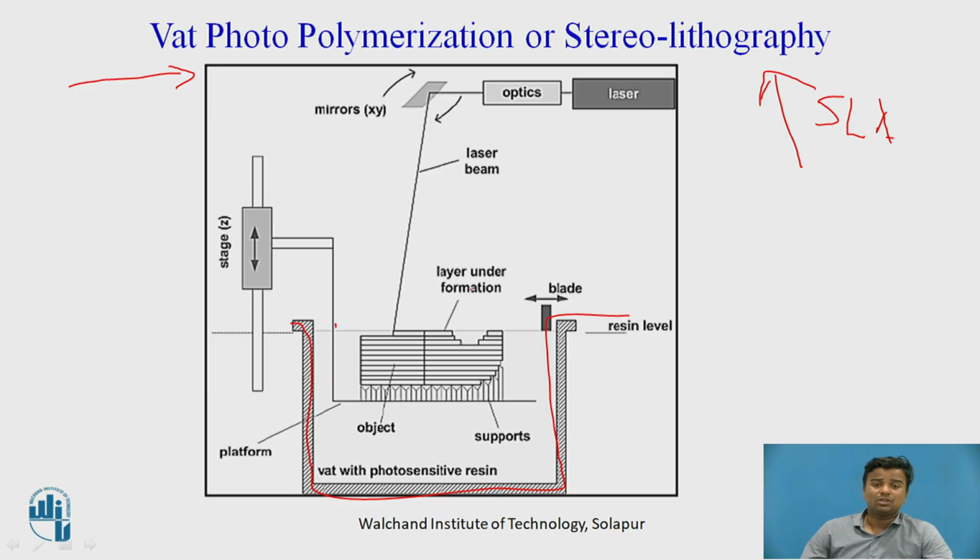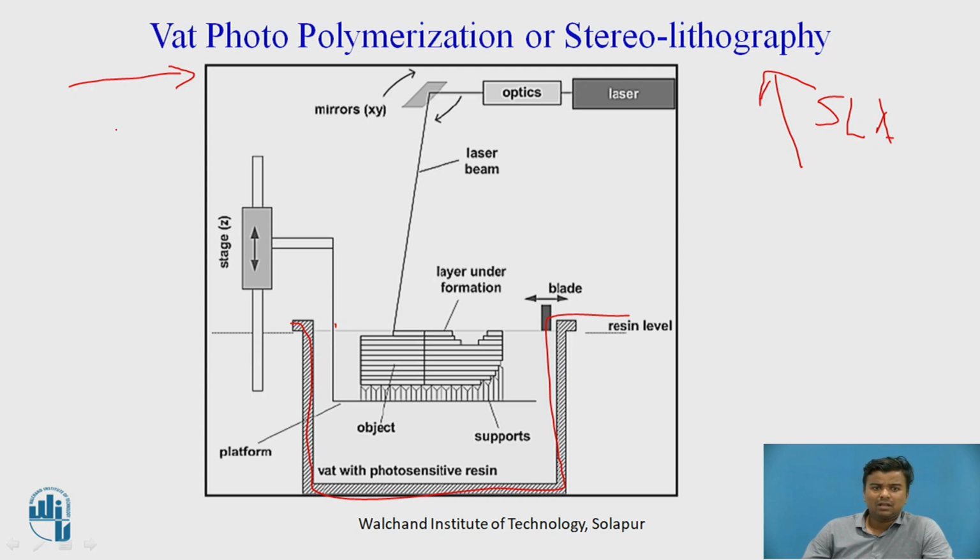Which types of components, end products or prototypes can we develop? For example, the applications may be dental or biomedical applications, different prototypes, and automobile components. Those components we can develop with the help of stereolithography or vat photopolymerization.